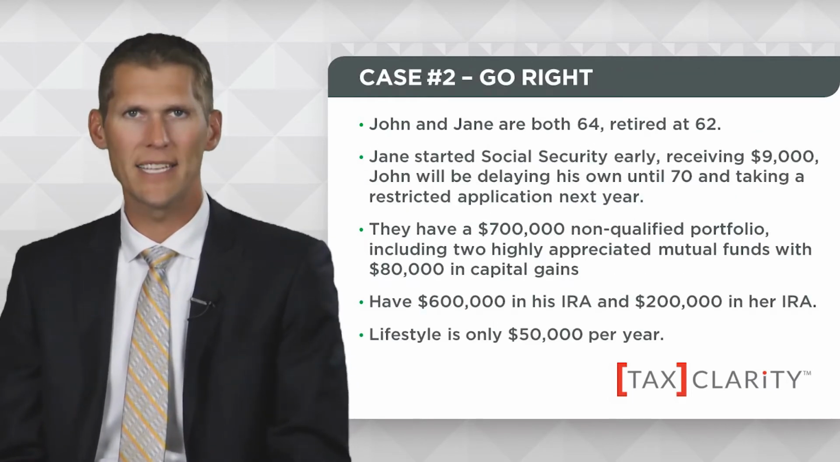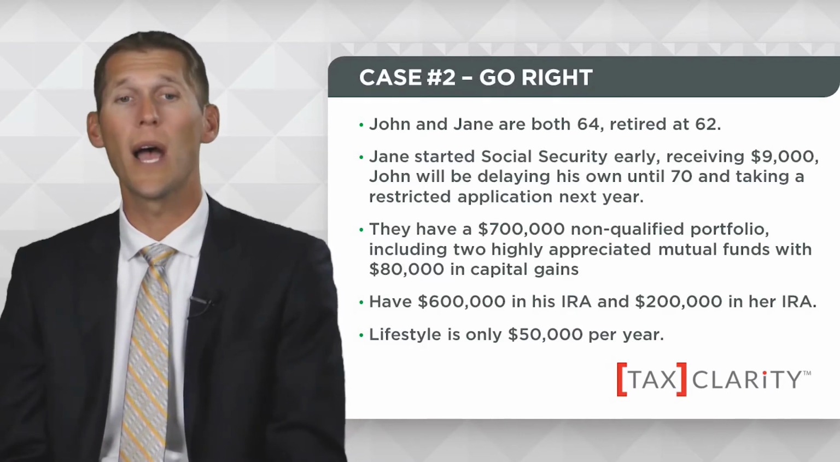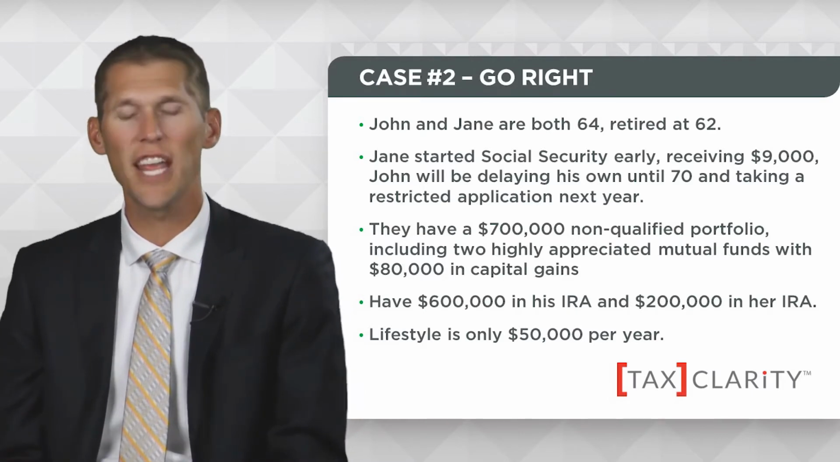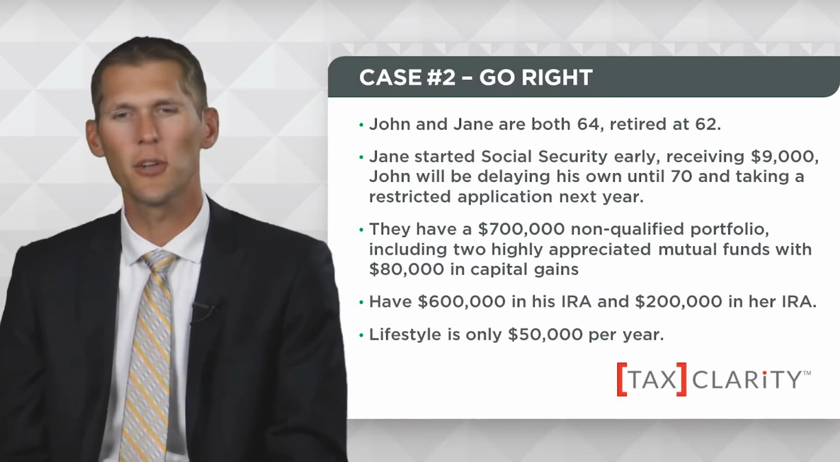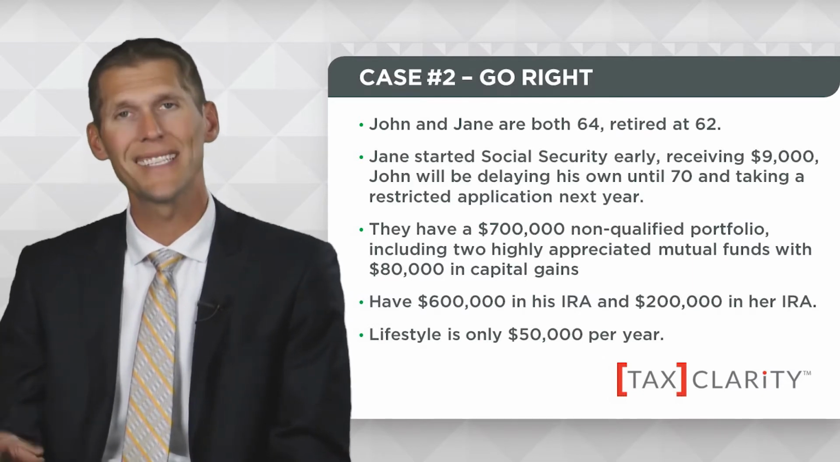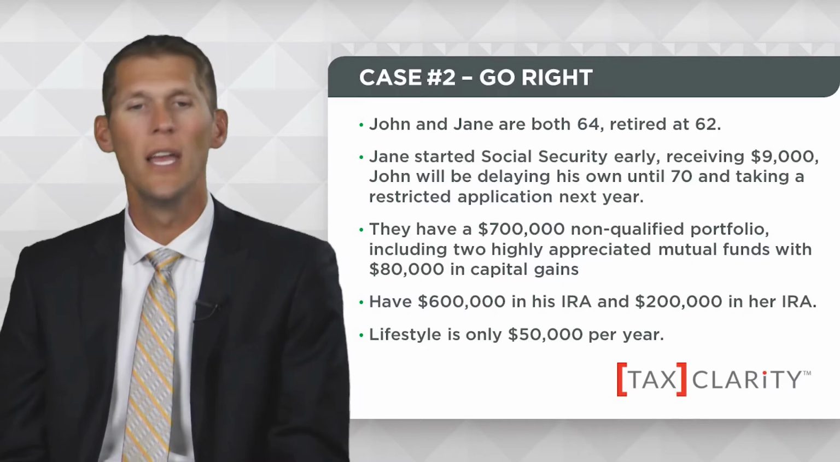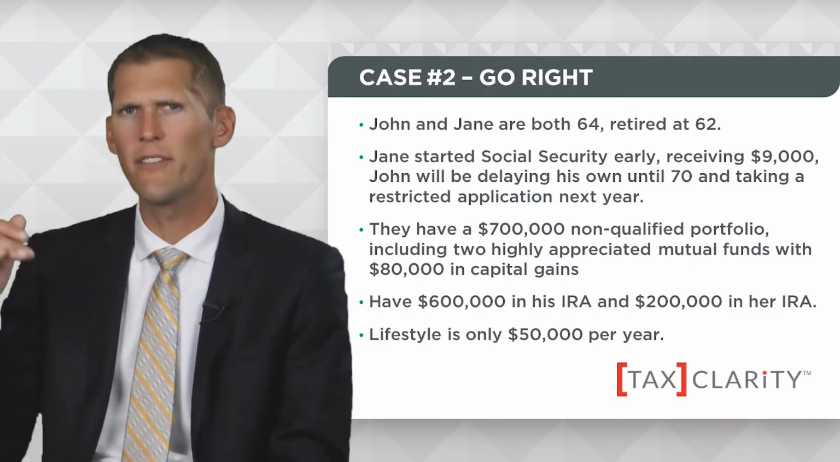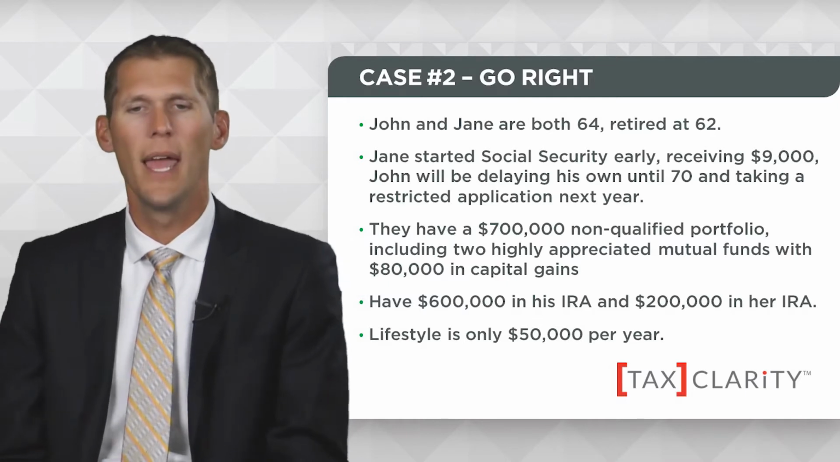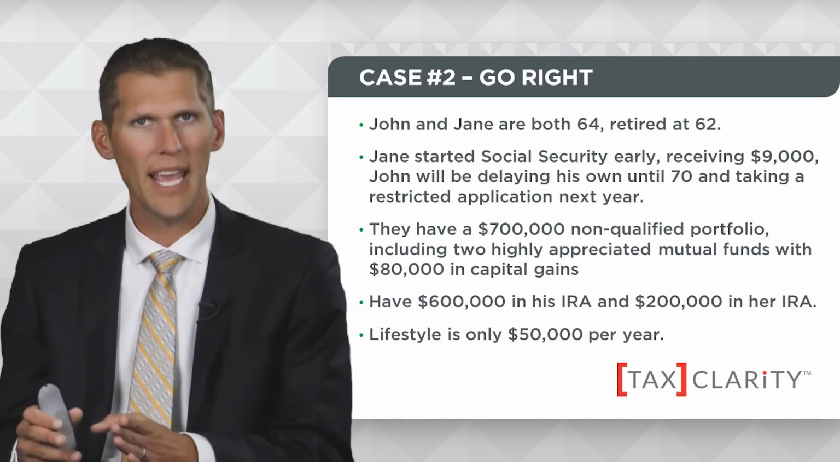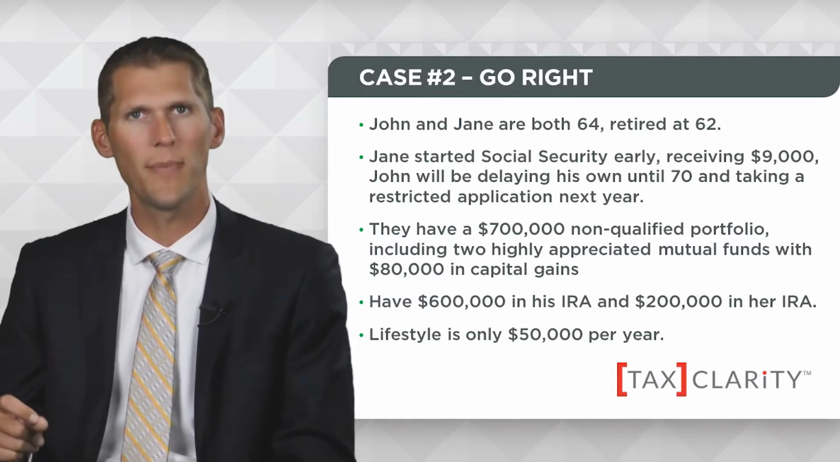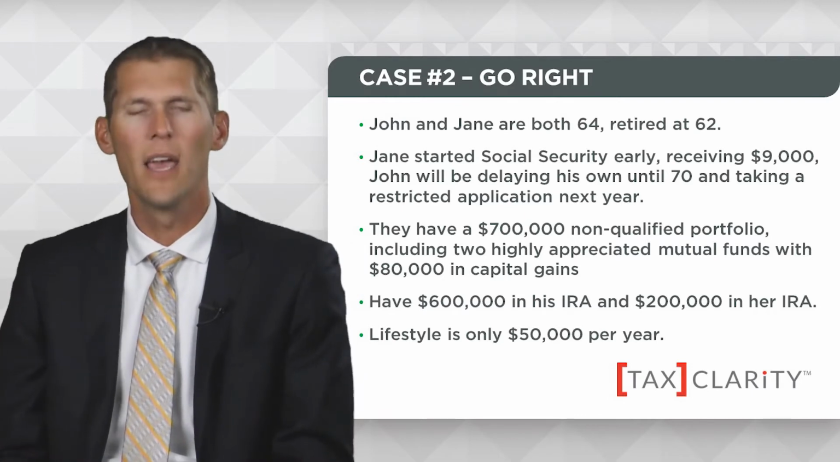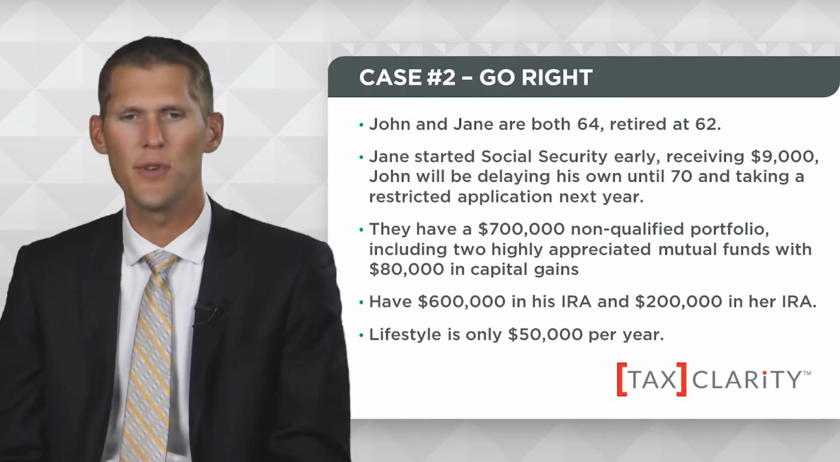So here's a second case study. This is what we might call a go right case study. We've got John and Jane. They're both 64. They retired at 62. Jane started taking her Social Security benefit early. She gets $9,000 per year. John's going to be delaying his own benefit until 70. He wants to get that survivor benefit as large as possible, and he's going to be taking a restricted application, so filing only spousal benefits based on Jane's earnings beginning when he turns 66 in 2 years.